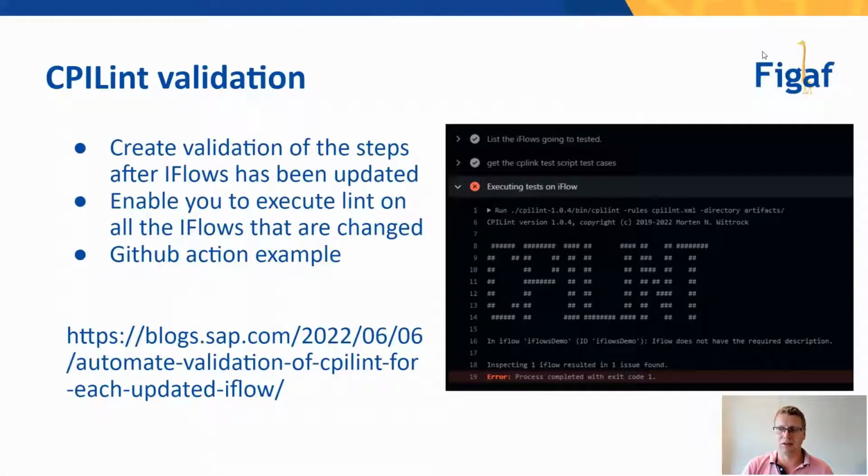We also added a scenario where we could add CPI lint. Each time we were doing an update and the iFlow was pushed, it would trigger a GitHub action that would then trigger CPI lint, and that meant we can continuously get information about whether our iFlows are running correctly or if there are any ways we need to improve. And yeah, you can also do it on all other platforms if you want to.